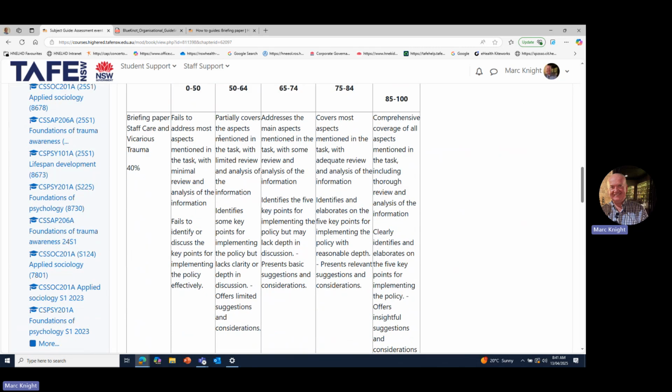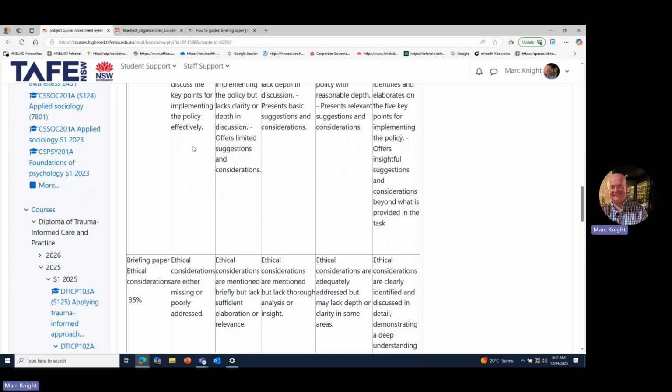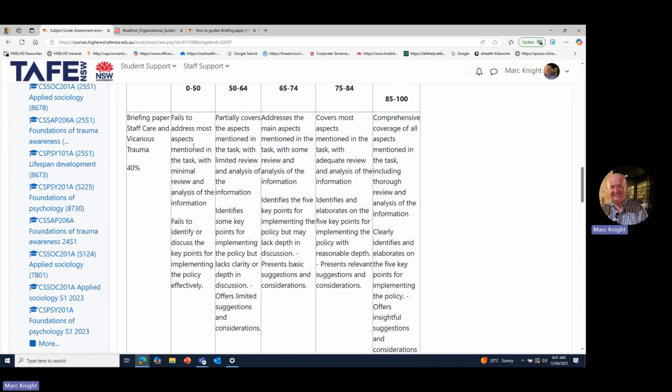Always think about your rubric. Your rubric's really important. At the end, I just want to mention the rubric for the second assessment, but I'll do that at the end so we don't get confused. So for the briefing paper, 40% is your briefing paper on staff care and vicarious trauma. And 35% is the ethical considerations that you might be thinking of in this space. So follow your rubric. It provides you with guidance.